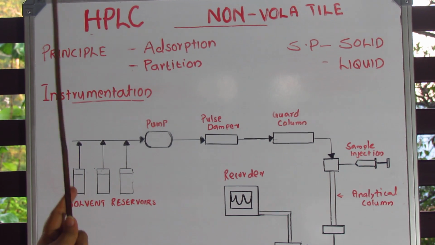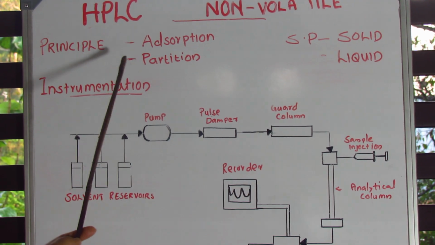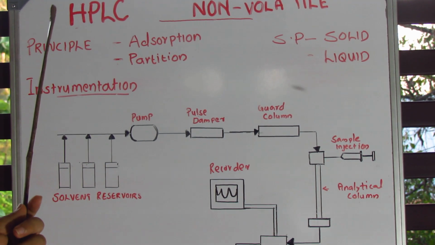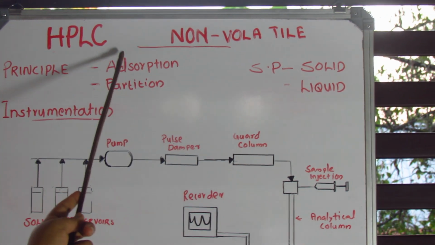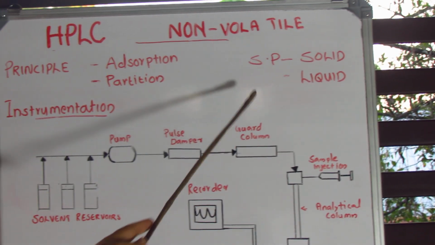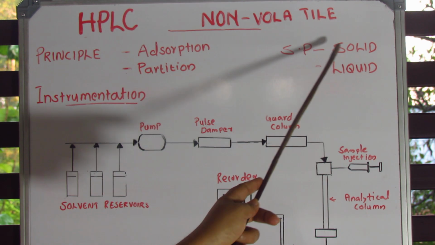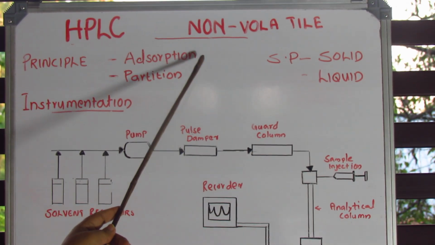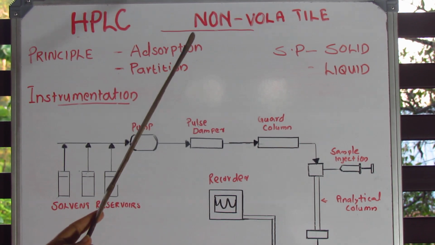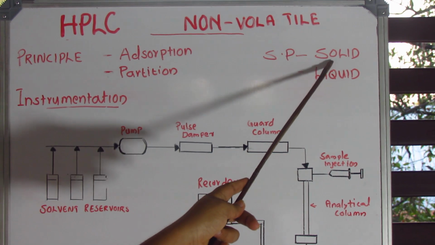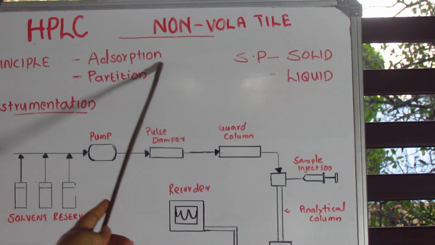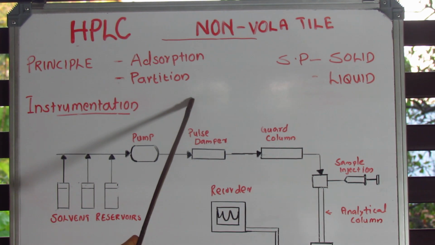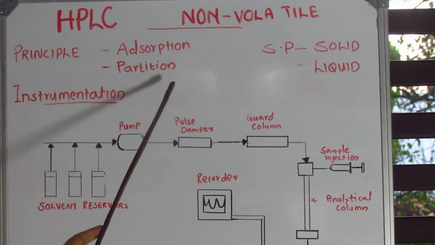Then we are moving to the principle of HPLC. The principle of HPLC is the differential distribution of components between two phases. Two phases means stationary phase and mobile phase. In HPLC, the mobile phase is liquid. The stationary phase is either a solid or a liquid. If the stationary phase is solid, the principle is adsorption. And if the stationary phase is liquid, the principle is called partition.